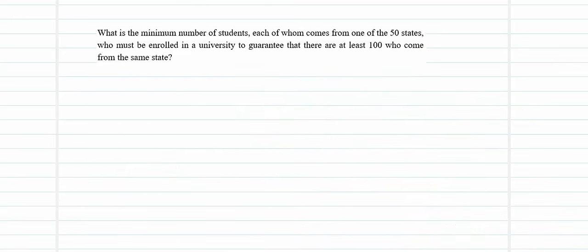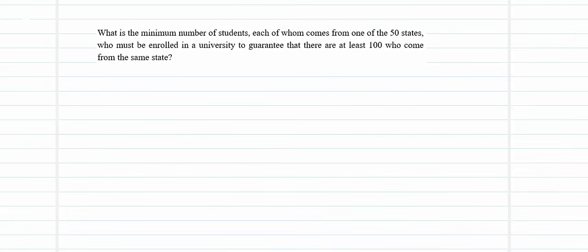Moving on to the next problem. What is the minimum number of students, each of whom comes from the 50 states, who must have enrolled in a university to guarantee that there are at least 100 who come from the same state?